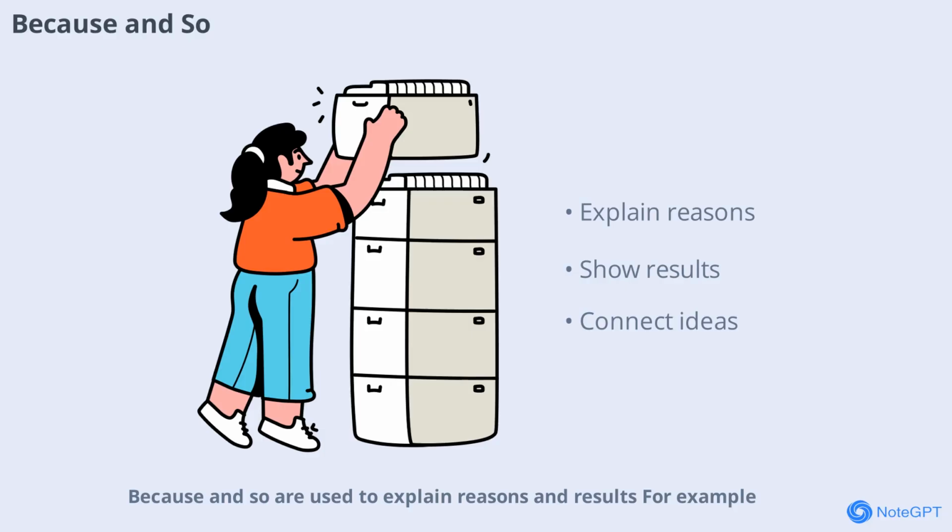Because and so are used to explain reasons and results. For example, I'm tired because I worked late, or it's raining so I'll stay inside. These words help you explain why things happen and what happens next.